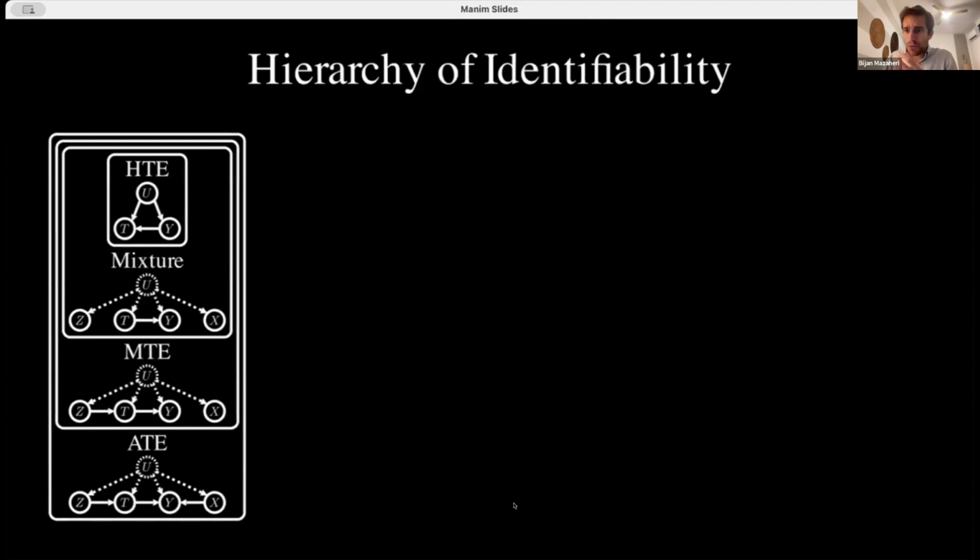There are a few points I want to make about this. This hierarchy is disjoint, right? I explained that there are examples where maybe you can identify the level that's being described, but not the levels that are lower down. You can always use the higher levels to identify the lower levels, but not the other way around. So I can always use mixture treatment effects to identify average treatment effect because I just marginalize, right?